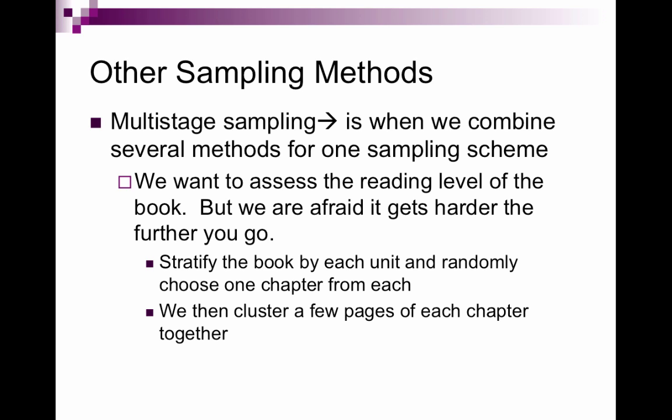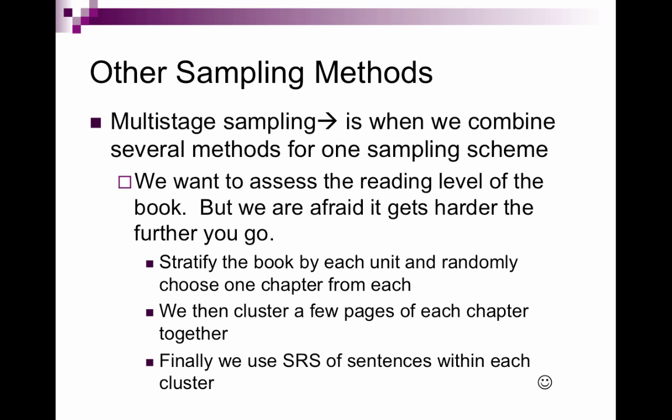Then we would cluster a few pages together. So I stratified by unit, and then I'm clustering the pages. And then I would use an SRS of the sentences within each cluster. Now, normally I do want to say this, that when you randomly select your cluster, you normally will do a census within the cluster instead of an SRS. So that also goes to multi-stage.